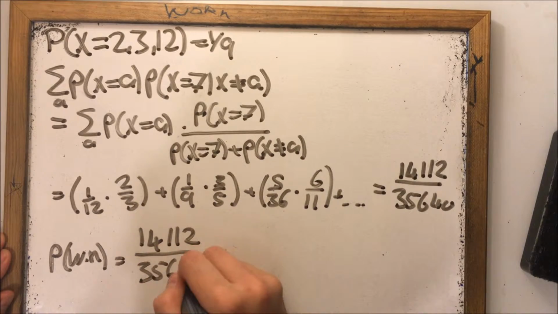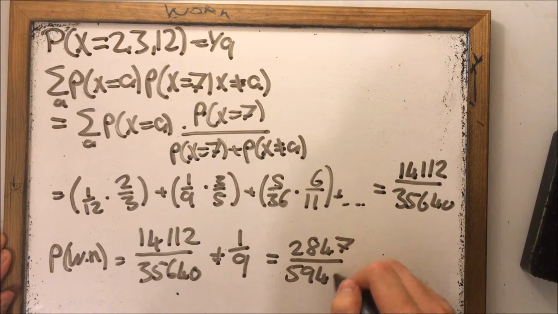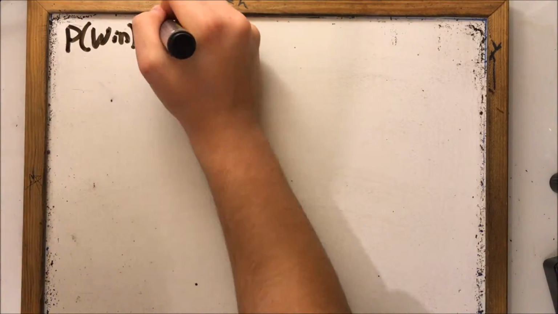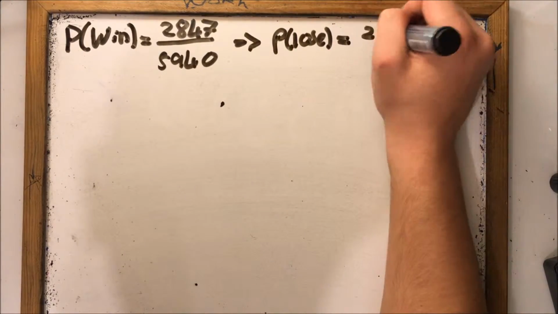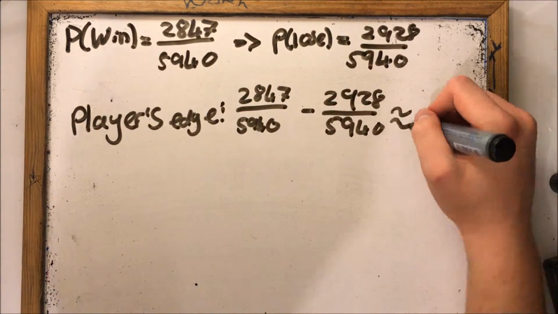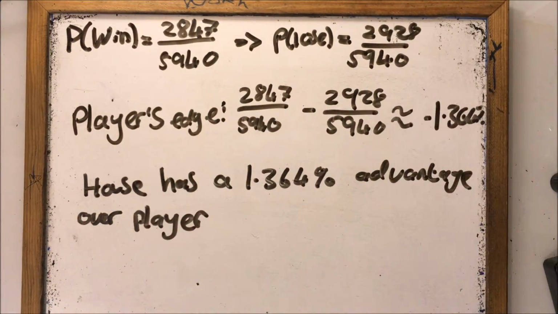When we add this to the probability of a 2, 3 and 12, we get the probability of winning to be 2,847 over 5,940. Again, with this probability, we can work out the probability of losing and the player's edge. Since the return is evens, we just subtract the probability of losing from the probability of winning. This gives us a value of minus 1.360%, so the house has the advantage.